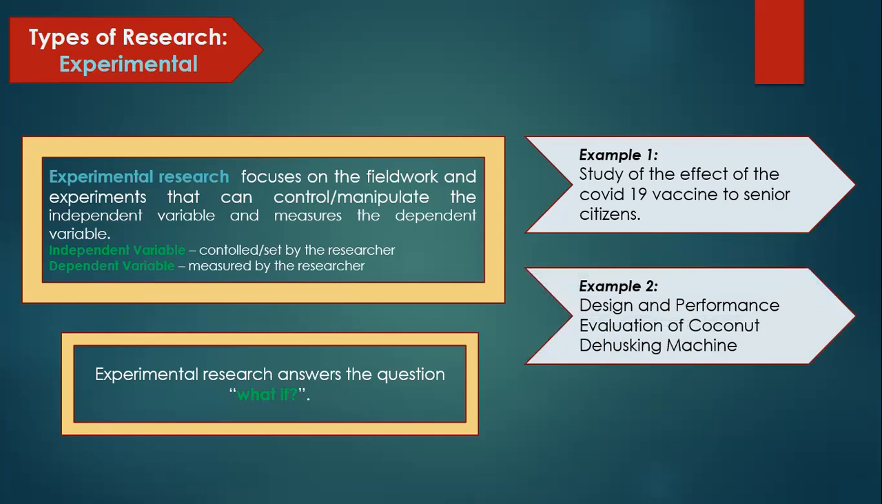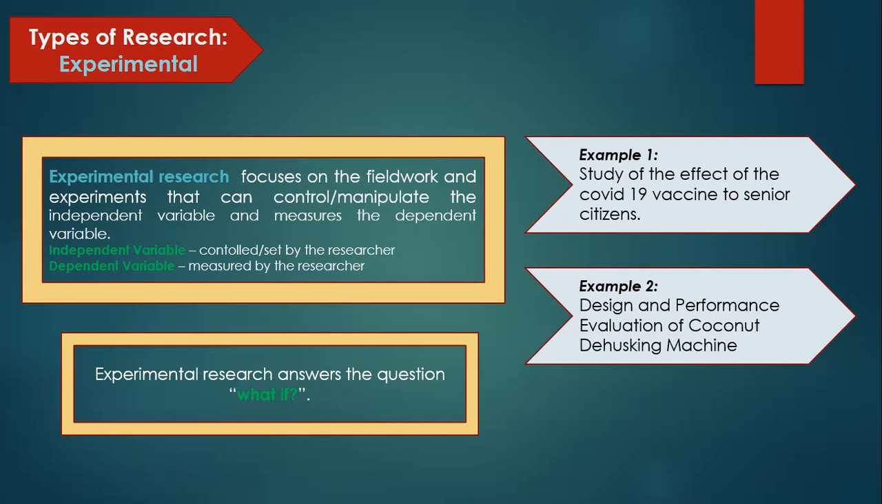Another example is the design and performance evaluation of a coconut dehusking machine. You are designing, so it's exploratory research, right? And then you want to get the performance, so it's quantitative research, right? Because you get the performance based on capacity, you measure the performance of the machine, and you evaluate the coconut dehusking machine. After evaluating, it is experimental and analytical research. So a lot of research types are being applied in this example, not just experimental research.